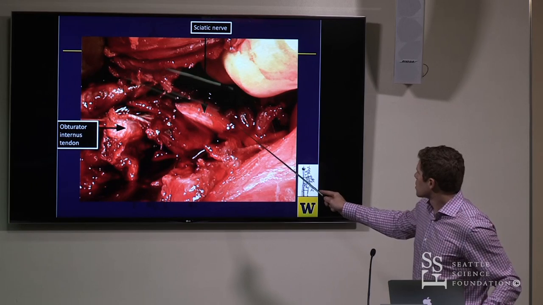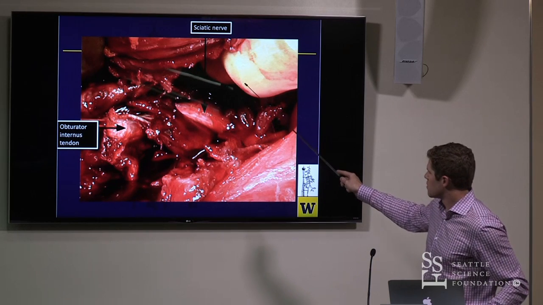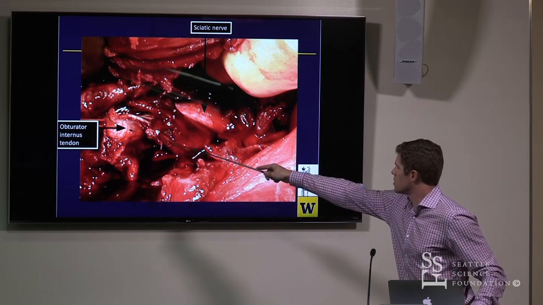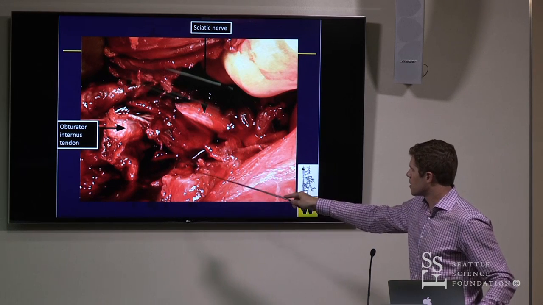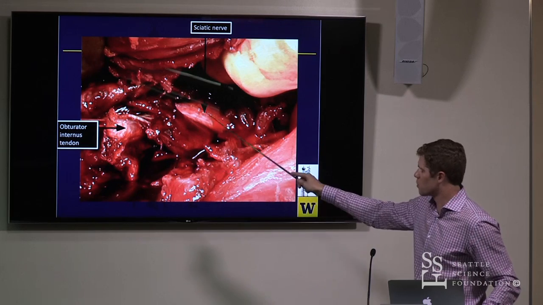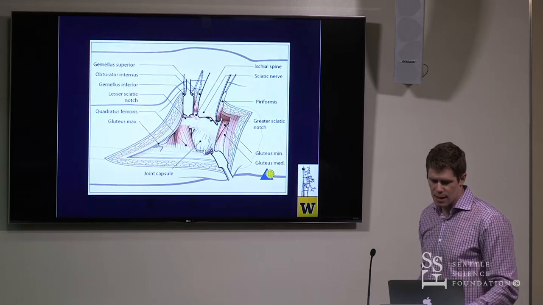So here, this is a picture of the sciatic nerve. The piriformis has been retracted up. The obturator internus, as you can see, is below the sciatic nerve. So as this gets retracted up, greater or lesser sciatic notch is going to be in here, and you're protecting the piriformis. So we'll see that today.